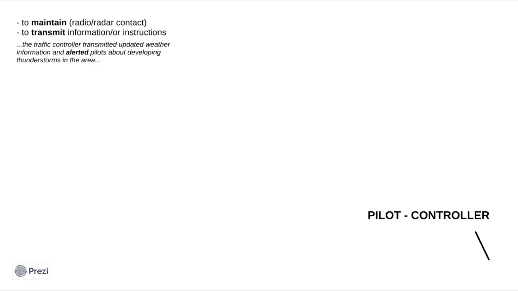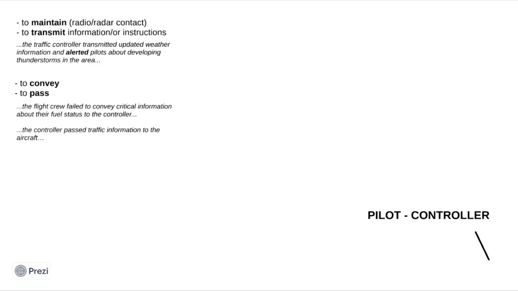There is a whole lot of verbs that we can use to describe this transfer of information, like to convey or to pass, as in, the flight crew failed to convey critical information about their fuel status to the controller, or the controller passed traffic information to the aircraft.